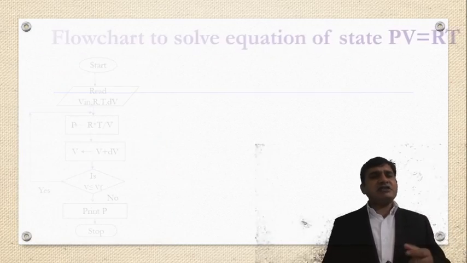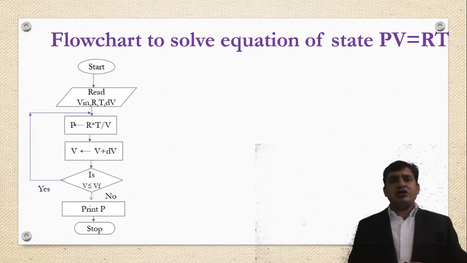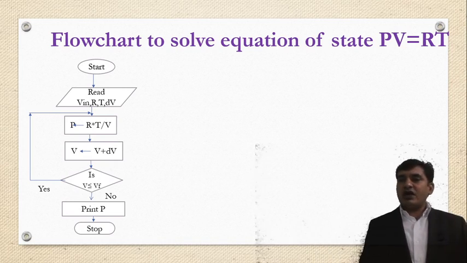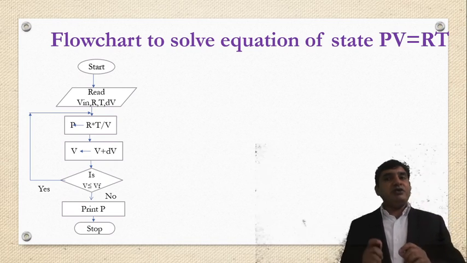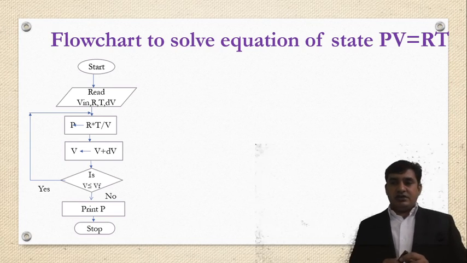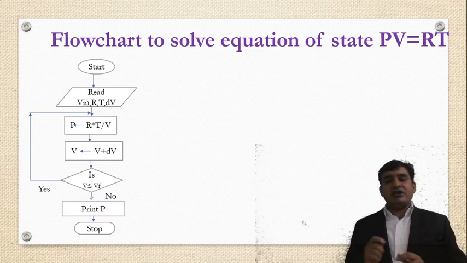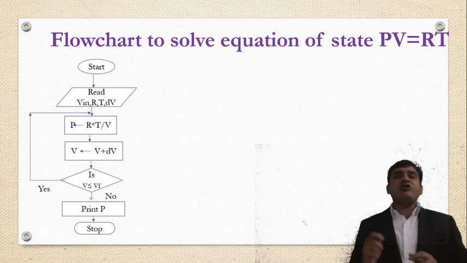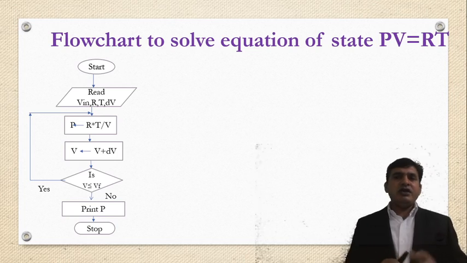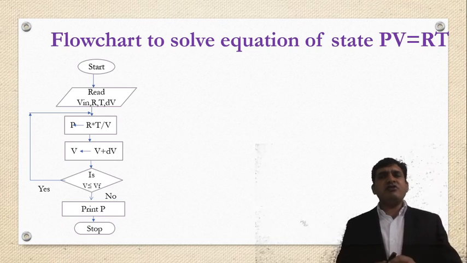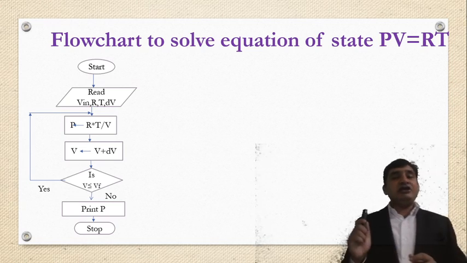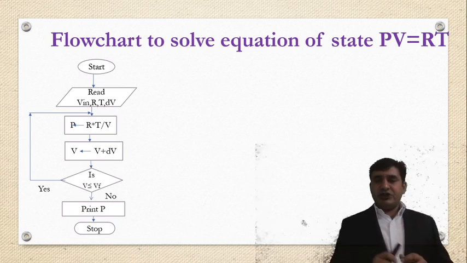Now next flowchart is a flowchart to solve the equation of state, that is PV is equal to RT. Actually it is PV is equal to nRT, but n is considered as 1 mole, that is the number of moles. Okay, P is pressure, V is volume, R is universal gas constant, and T is absolute temperature.